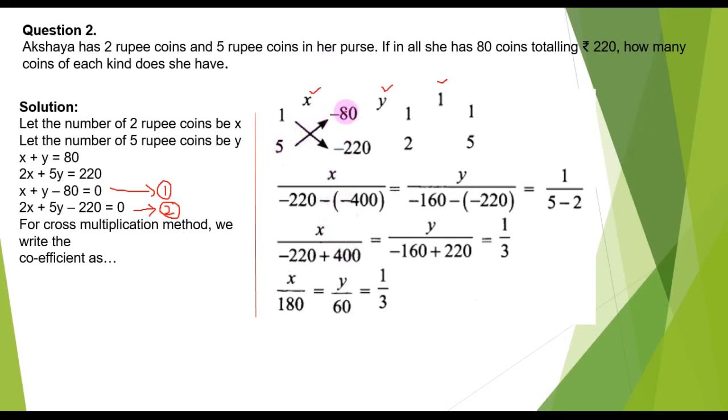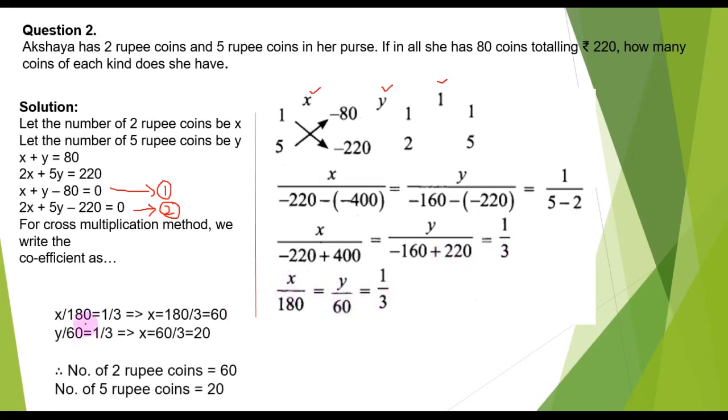minus 5 into minus 80, minus 400, that is equal to y by minus 80 into 2, minus 160, minus 220 into 1, minus 220, equal to 1 by 5 minus 2. x by, let us simplify, minus 220 minus into minus plus 400, equal to y by minus 160 minus into minus plus 220, that is equal to 1 by 5 minus 2, that is 3. So x by minus 220 plus 400, that is 180, equal to y by minus 160 plus 220, that is 60, equal to 1 by 3.